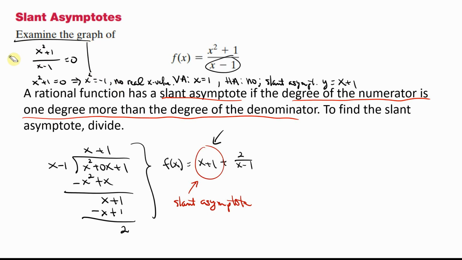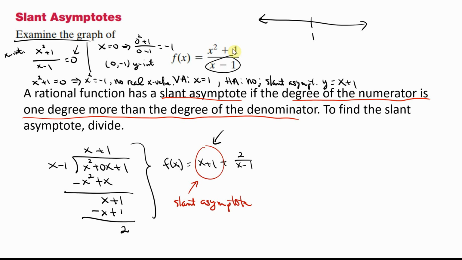Now we're looking for the X-intercept and the Y-intercept. For the X-intercept, we set y equal to 0. To find the Y-intercept, we set x equal to 0. So we get 0 squared plus 1 over 0 minus 1, so that we end up with negative 1. So (0, -1) is the Y-intercept. We divide the number line based on the critical X values, which is only 1, the vertical asymptote x equal to 1.